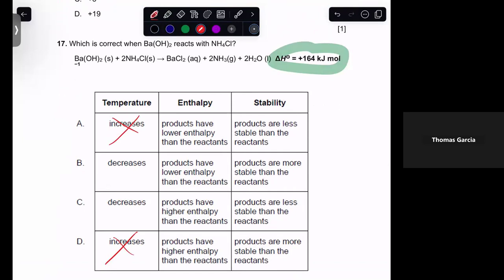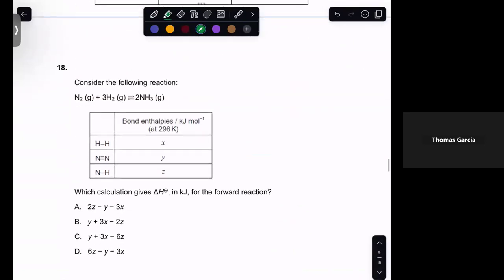Furthermore, if it is endothermic, when I look at an endothermic graph, it looks like this. So I know that the products have a higher enthalpy, not lower enthalpy. Therefore, my answer must in fact be C. Products have higher enthalpy.